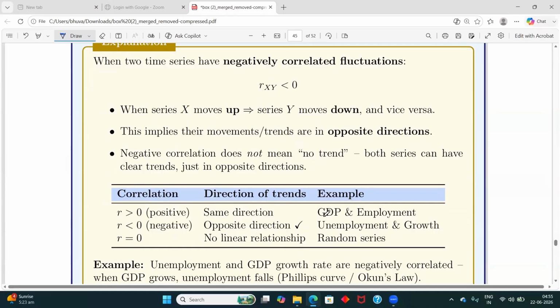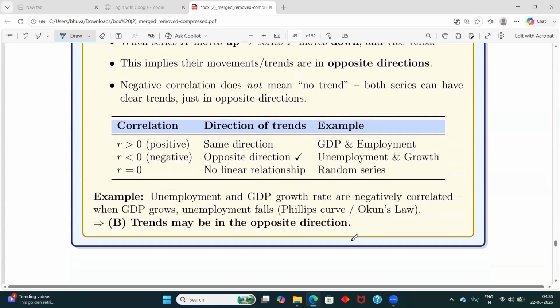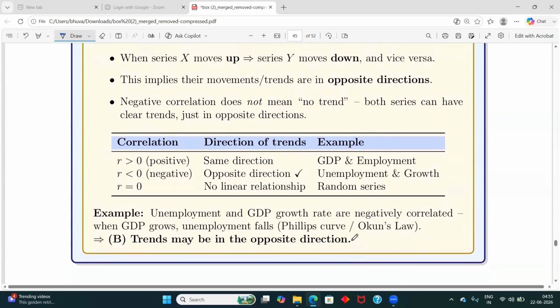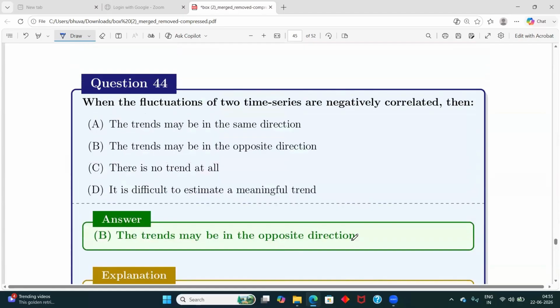For example, GDP and employment move in the same direction. Unemployment and growth move in the negative, opposite direction. R equal to 0 means no linear relationship, as in random series. So the correct option is B: the trend may be in the opposite direction in case of negative correlation. In that condition, correlation R is less than 0.